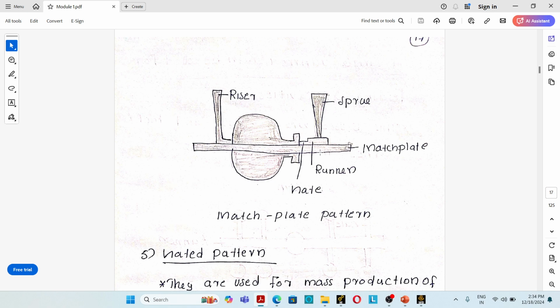After the sand casting mold is completed and the match plate is removed, a complete mold with the gating system will be obtained. A commonly used material for making match plates is aluminum. Aluminum is a common material used for making match plate patterns.